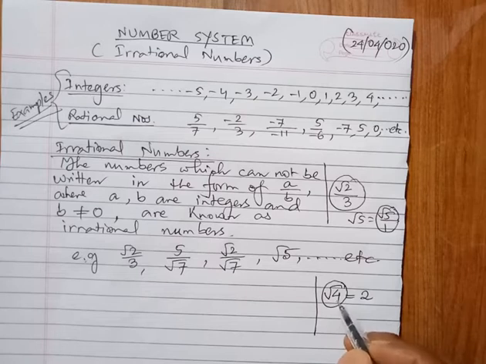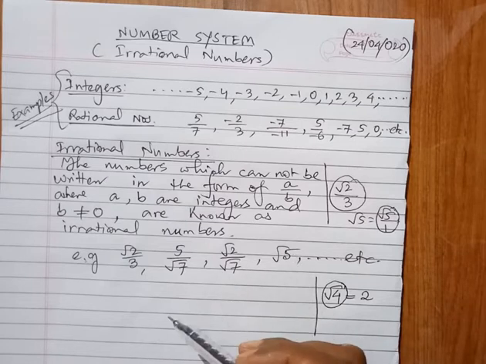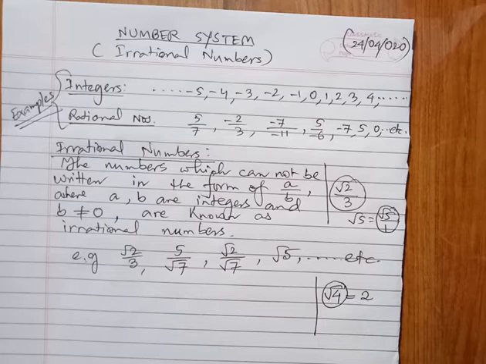It may contain the root-over sign, but still it is a rational number because you can find the perfect square root. But here you see square root of 5. We can't get the perfect square root of 5, so this is irrational. So those numbers may contain the root-over sign, but if you can find the perfect square root, that number can be treated as a rational number. Understood? Fine, very good.